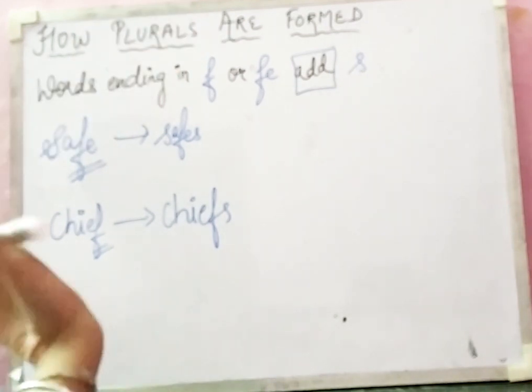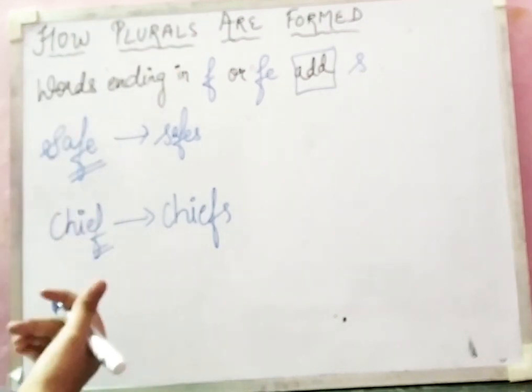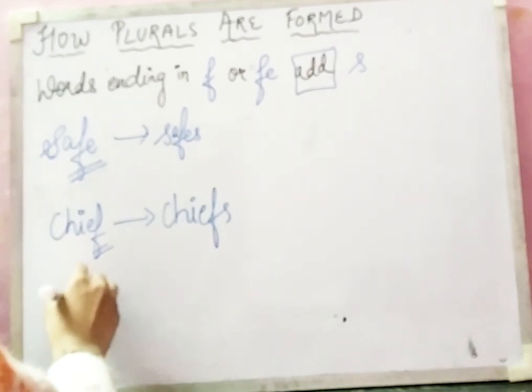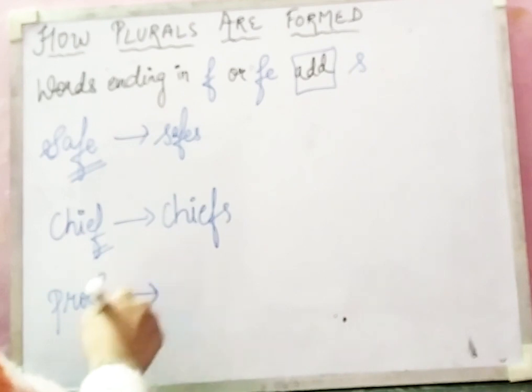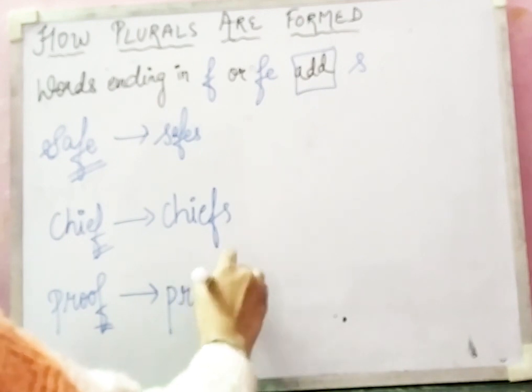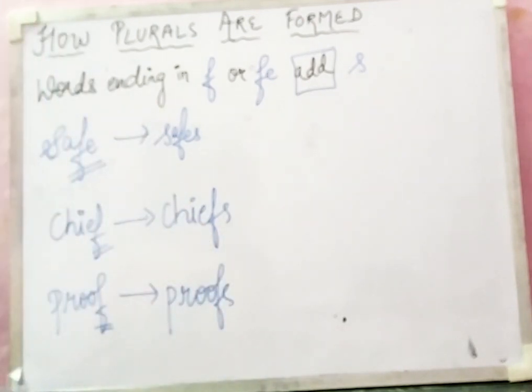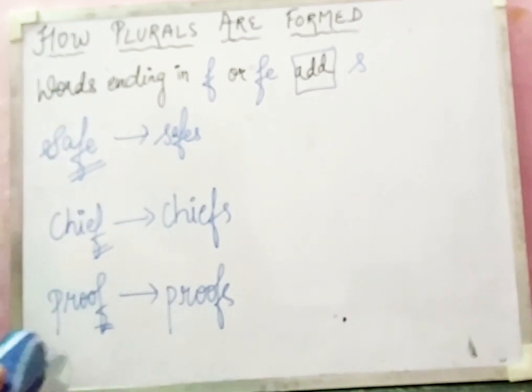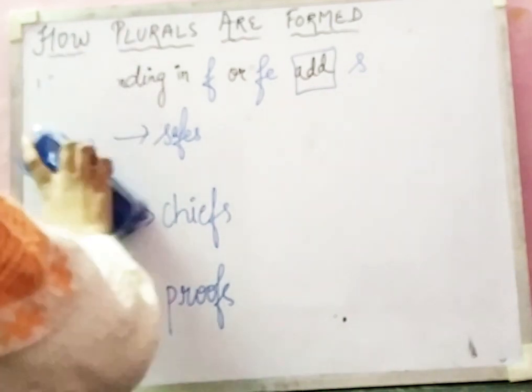Okay. Similarly, we can take one more, like proof. This word ends with f. We have to just add s to make it plural, means proofs. So these are some common examples of this concept. And similarly, one more concept is there. Like, I think I should erase this. If you want to note down, you can note down.